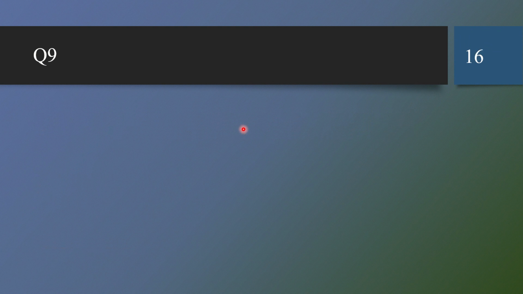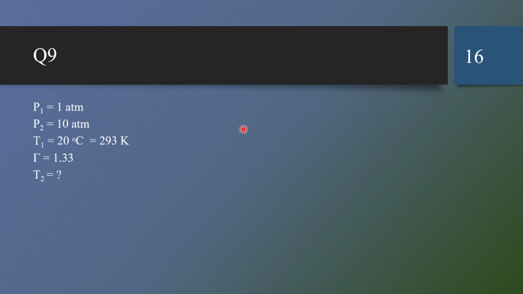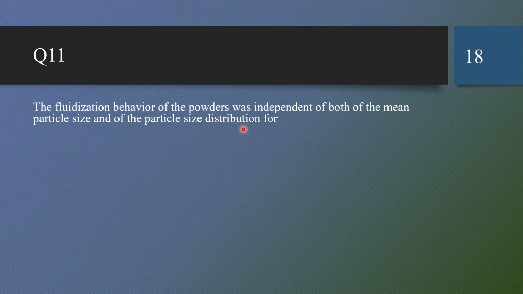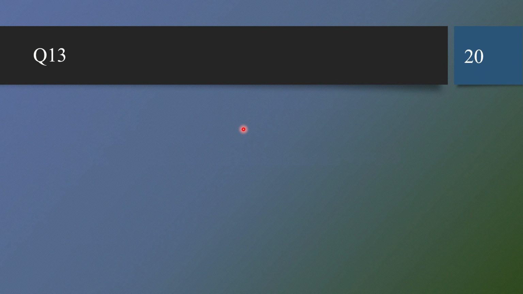And here was a problem calculating the outlet temperature, where the ratio of specific heat capacities is given. And we calculated this using this formula because it is given as an adiabatic reversible compressor. And then it was about bubbles in a fluidized bed growing and coalescing in the vertical and horizontal direction, and effective hydrostatic pressure decreases towards the top. These are all theory questions.